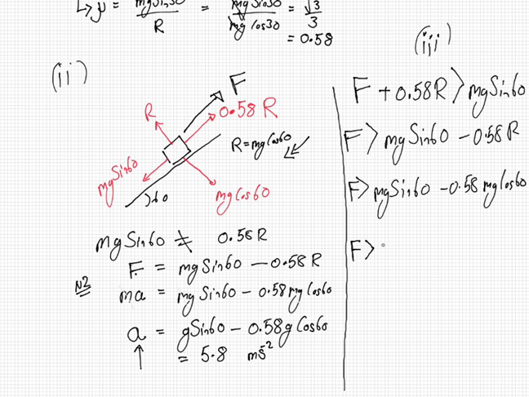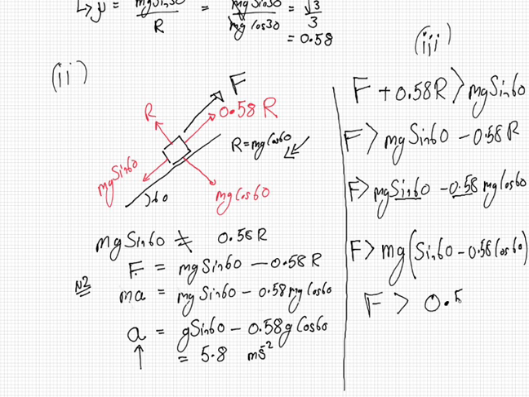F needs to be bigger than mg, bracket. Now, can someone type in sine 60 minus 0.58 cos 60? 0.578. So 0.58. So we'll just say 0.6. It's the same as the acceleration? Oh, okay. Well, I think that's just an accident. That's fine.